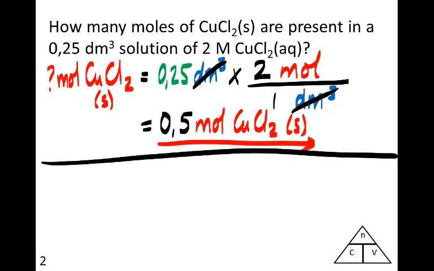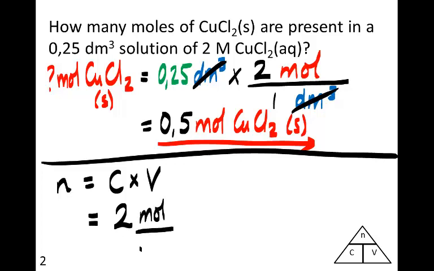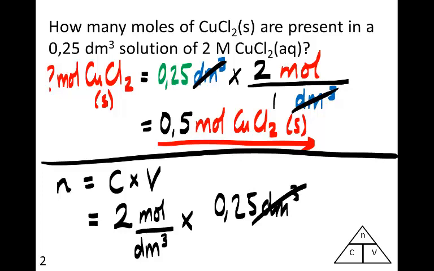How many moles? In other words, n. n is equal to C multiplied by V, concentration multiplied by volume. The concentration is 2 molar, in other words 2 mole per decimeter cubed. We must multiply that by the volume, 0,25 decimeters cubed. Notice how the decimeters cubed cancel. We're left with 2 moles times 0,25, which gives us 0,5 moles.